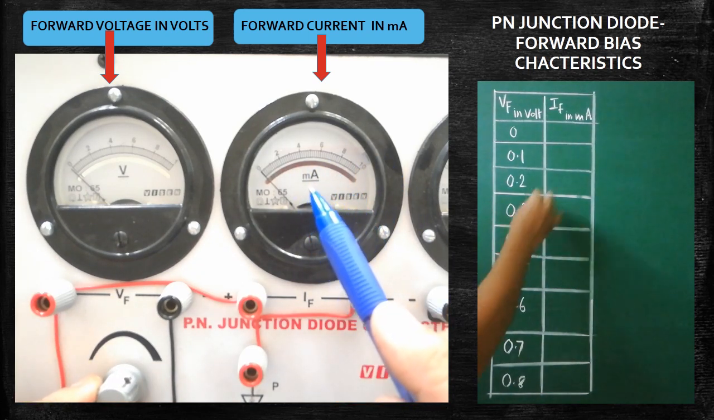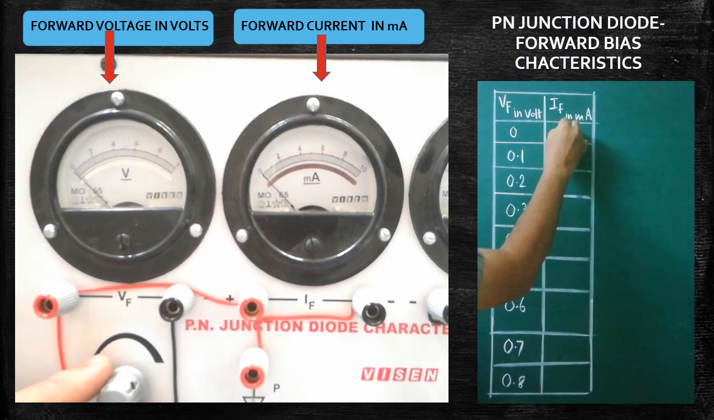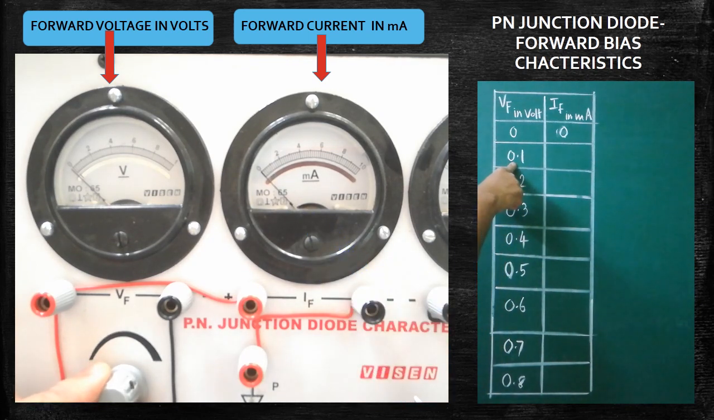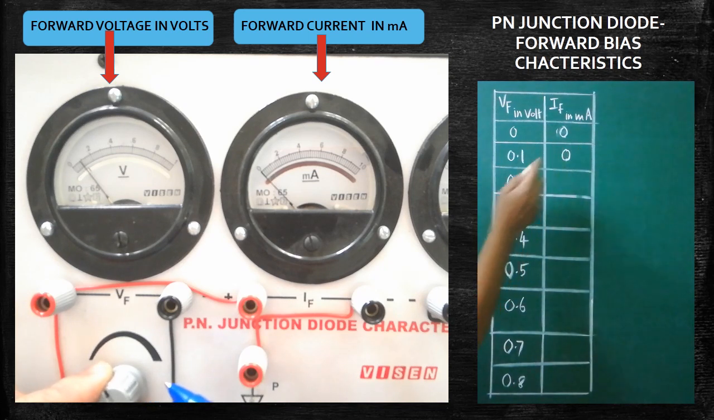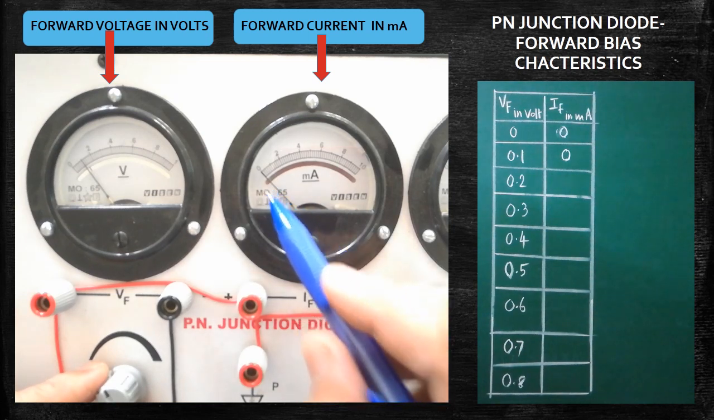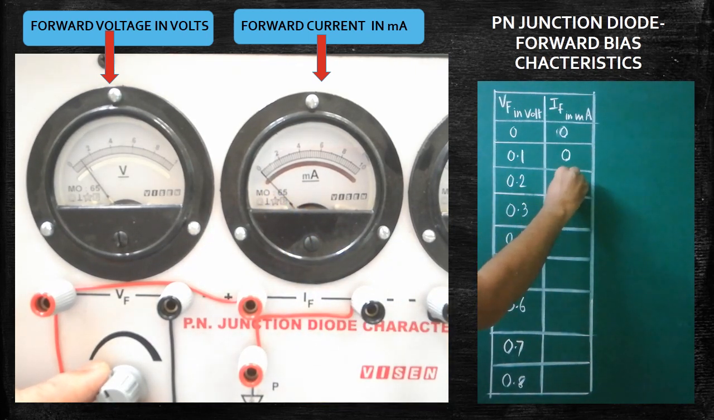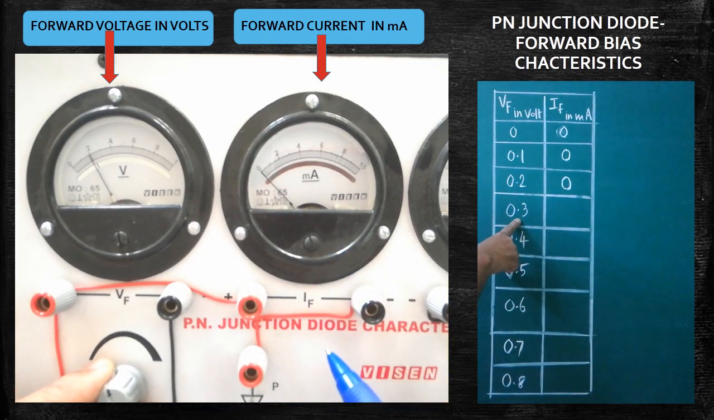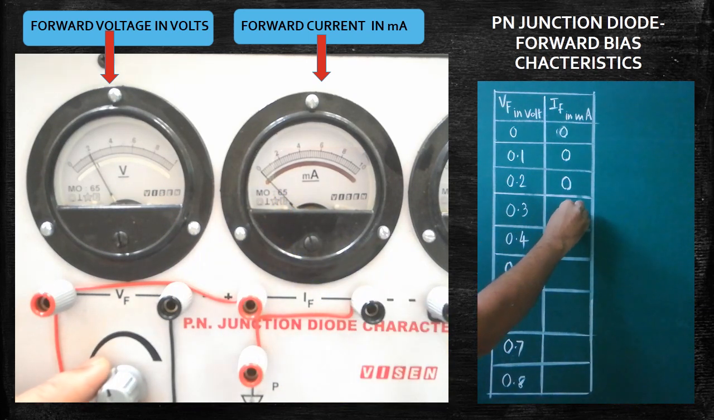Now I am going to vary the VF. The first reading is 0. Therefore, there is no corresponding reading in the milliammeter. For the second reading, I am slowly changing it by rotating the knob. Now the VF reading is 0.1. What is the corresponding reading in the milliammeter? There also it shows 0. Here also no reading. Therefore, the IF value is 0. 0.2 is the VF reading. Now also the reading is 0.